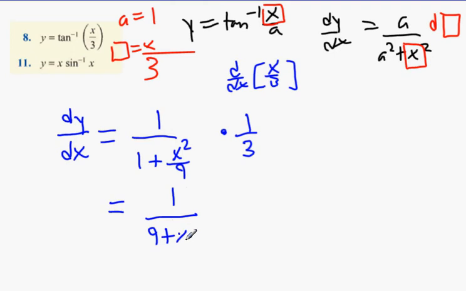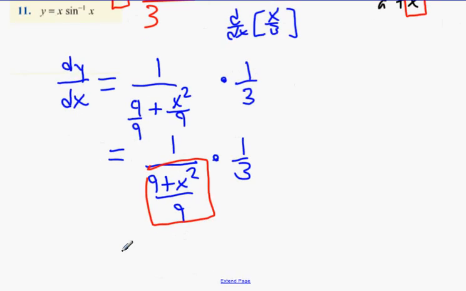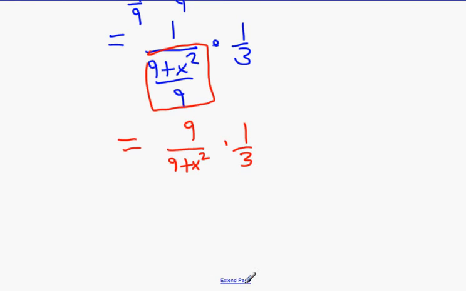Does anybody need me to explain that step? I put them both over 9, didn't I? And then just add them together. 1/3. Now, this fraction here, I bring it to the top and turn it upside down. So when I bring it to the top and turn it upside down, it's going to be 9 over 9 plus x squared. It's now at the same level as the third. And then cancel. 3 over 9 plus x squared. That's the first answer there. Okay?